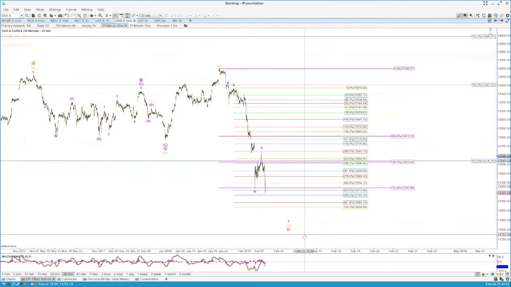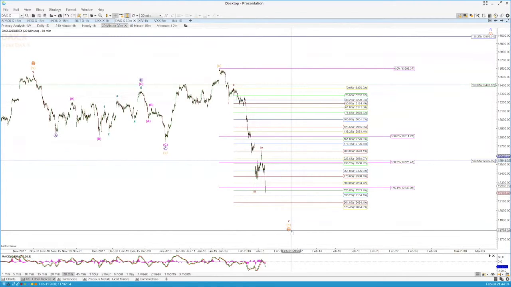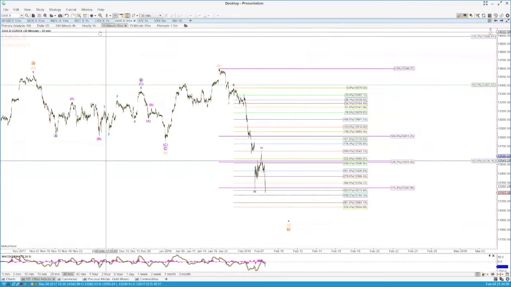So we'll see in the morning. We're close enough to finish this off this week. So let's see what the DAX has for us tomorrow.